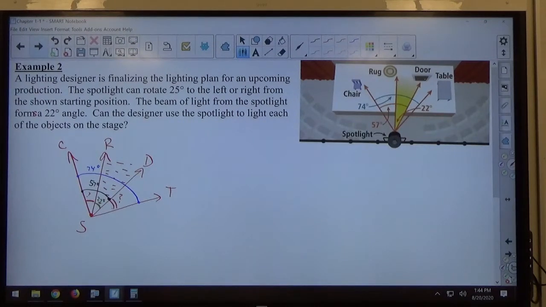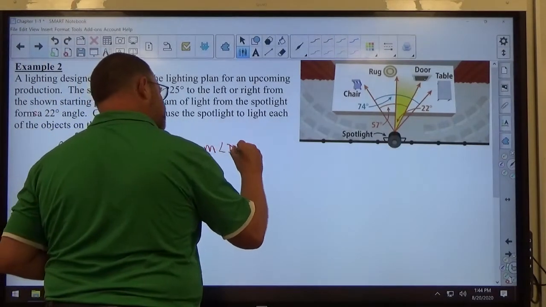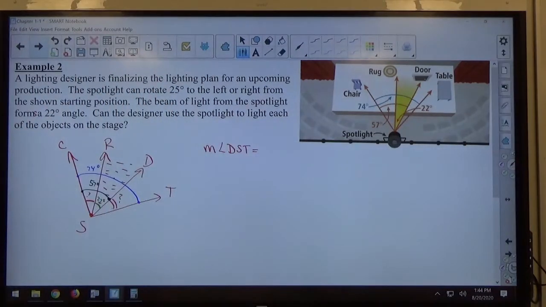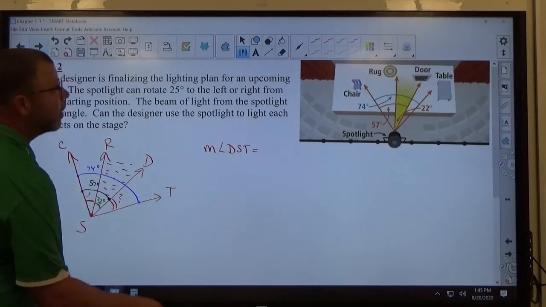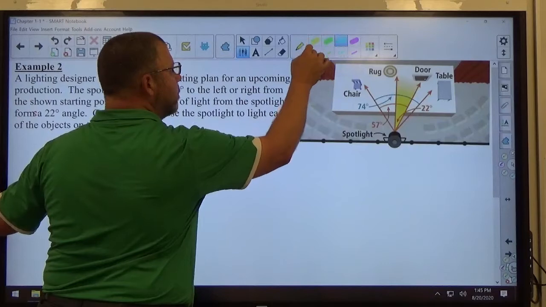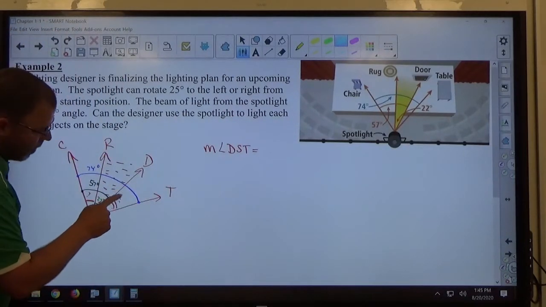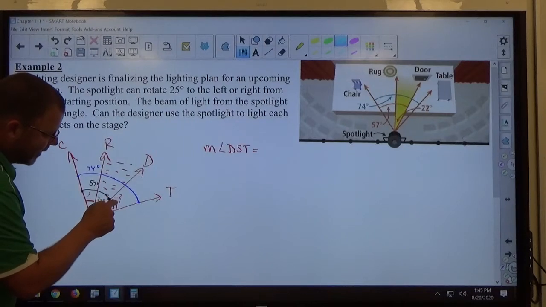So let's work with DST first. If I want to find the measure of angle DST, looking at the given information, I got a 74-degree angle, a 57-degree angle, and a 22-degree angle. DST is this angle here. Why do you use m's for that? It's just a mathematical symbol. Little m means measure of, and then the angle. So if I want to describe a number instead of the picture, I want to put the little m in front of it. Okay, so measure of angle DST. So DST is this angle here, right?